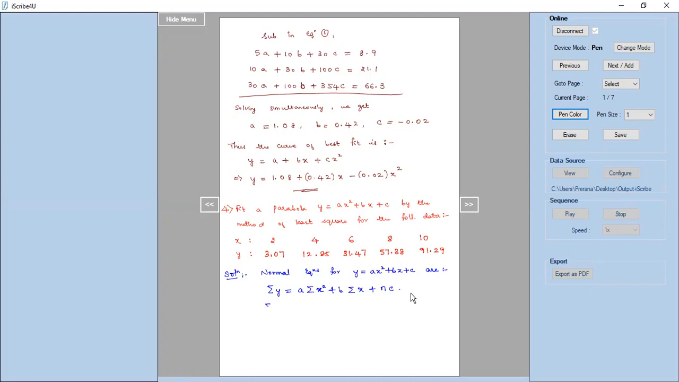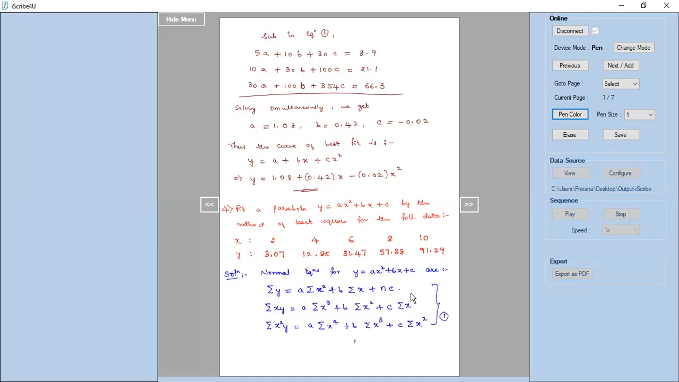Second equation, multiply by x and take sigma. So sigma x into y is equal to a into sigma x cube plus b into sigma x square plus c into sigma x. Third one, multiply throughout by x square and take sigma. So sigma x square y is equal to a into sigma x power 4 plus b into sigma x cube plus c into sigma x square. So together I will call it as equation 1.